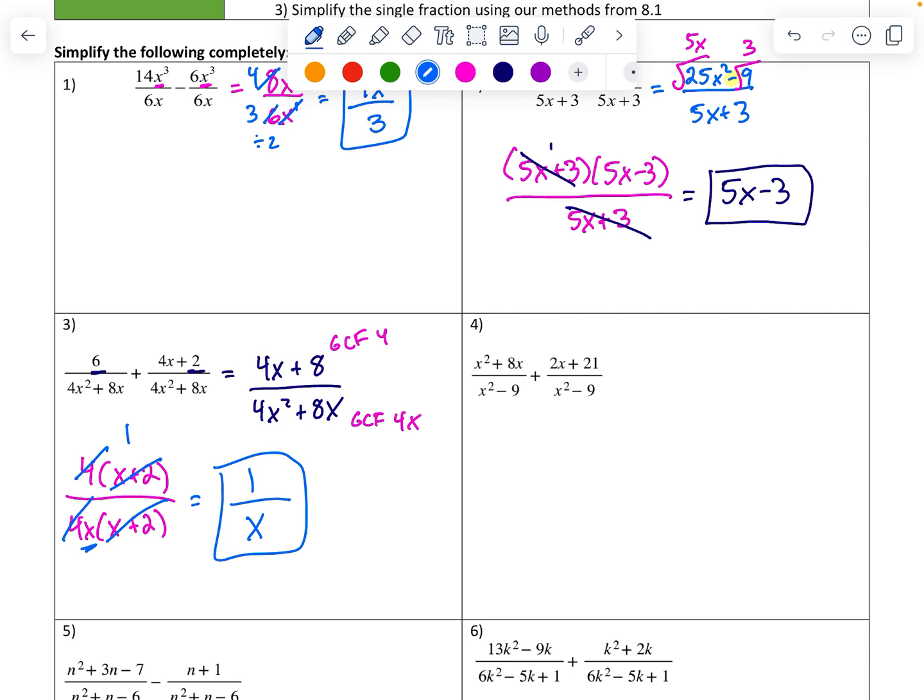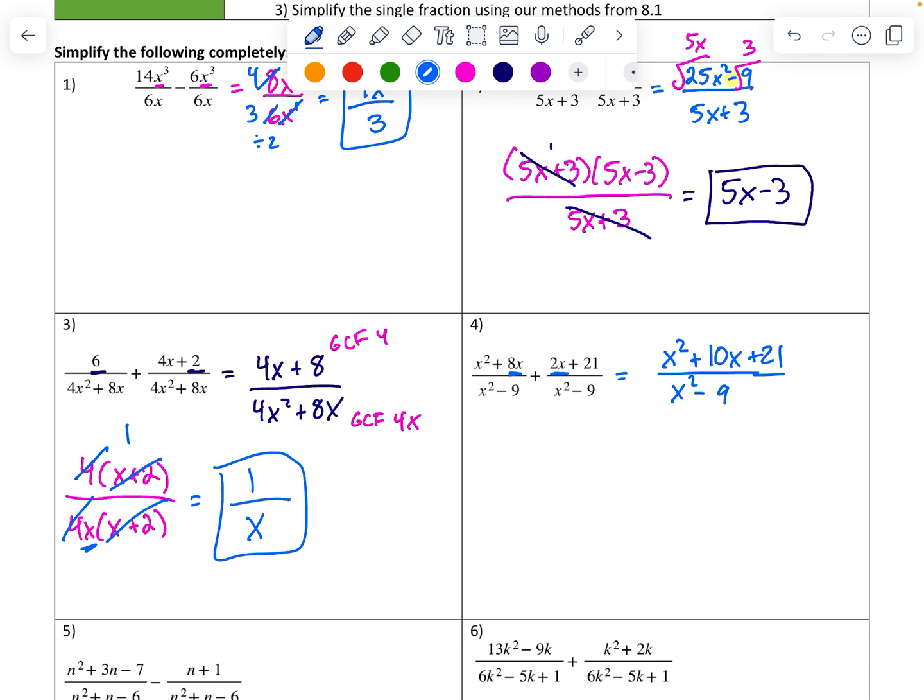All right, number 4, I see a plus sign. I see common denominators. So common denominator will stay the same. And on top, I see some like terms that I can add together. So the x squared stays. 8x plus 2x is 10x. And then 21 stays the same.